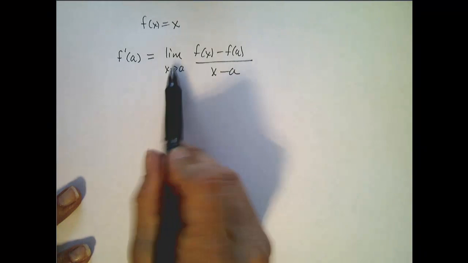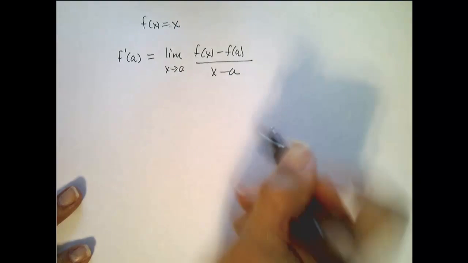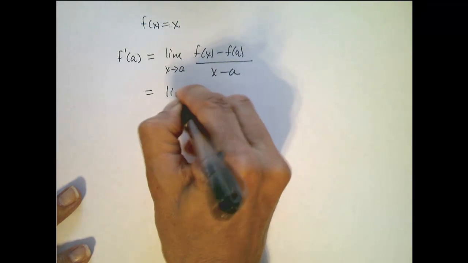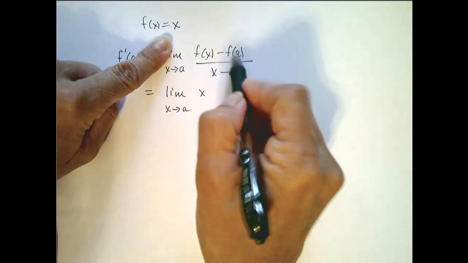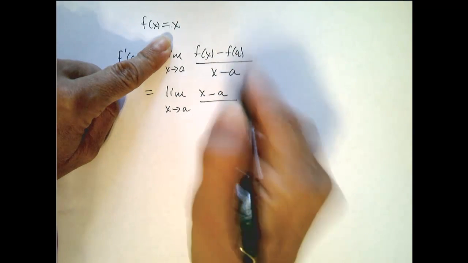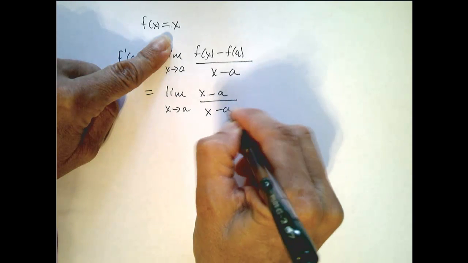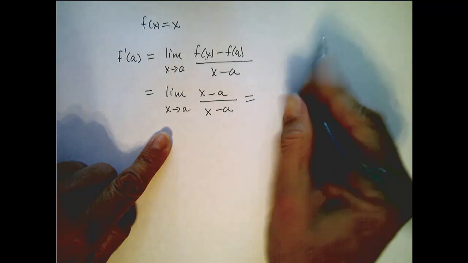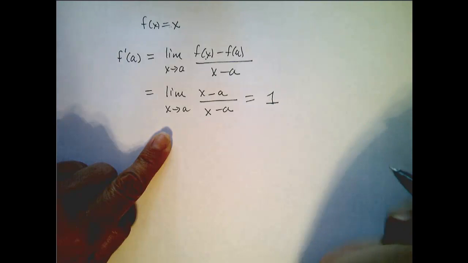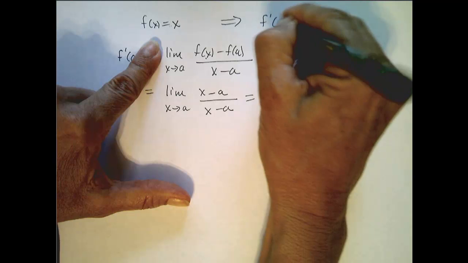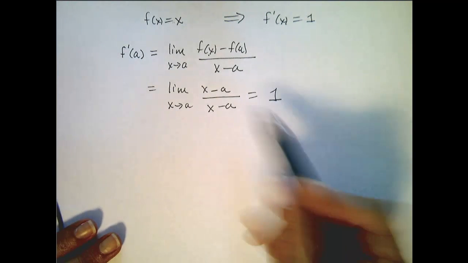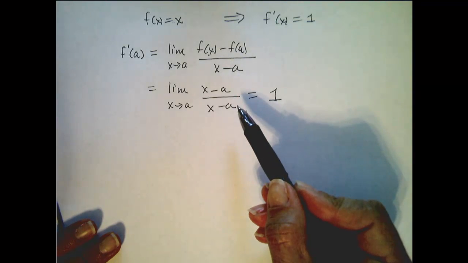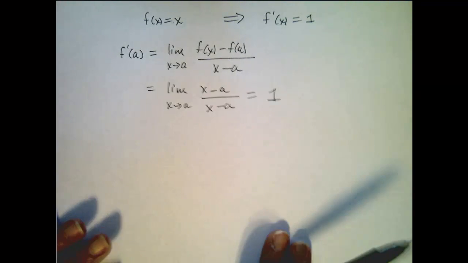So if we apply this formula to this function, we get the limit as x goes to a. F of x is just x. F of a is just a. So x minus a over x minus a equals 1. And so if f of x equals x, then f prime of x equals 1. Because this is true for any value a, it's true for any x value.